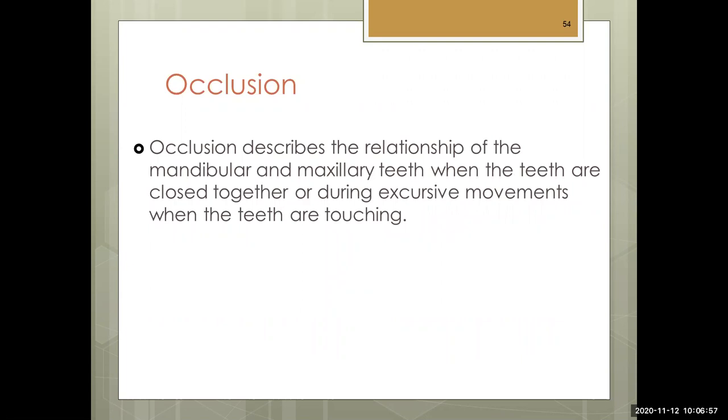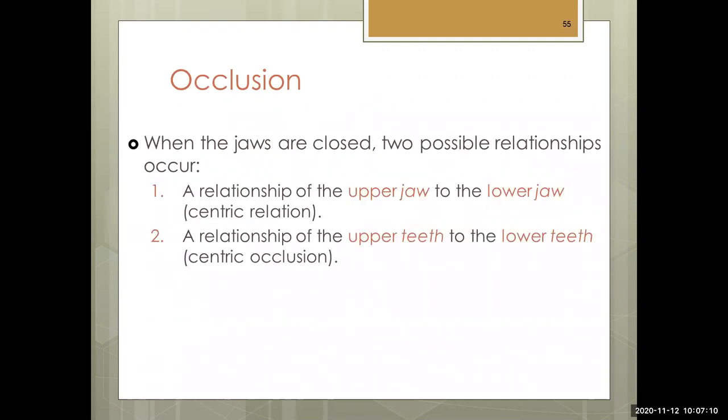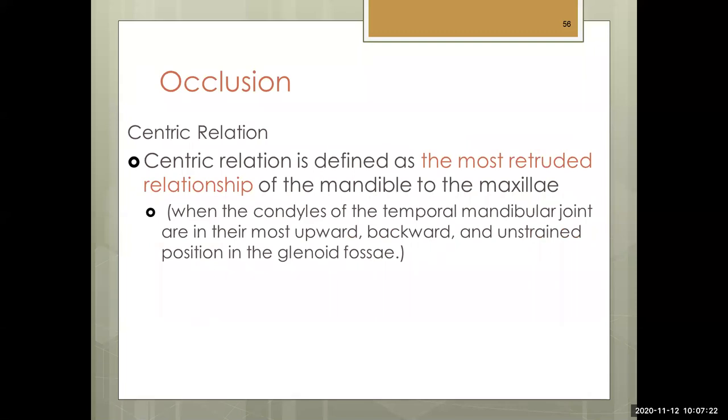Occlusion describes the relationship of the mandibular and maxillary teeth when the teeth are closed together or during excursive movements when the teeth are touching. You've got your centric relation for the jaws and your centric occlusion for the teeth. Centric relation is the most retruded, and I have seen questions on this, so that's why I'm emphasizing it. Relation, retruded: that's how I remembered it, the R's.